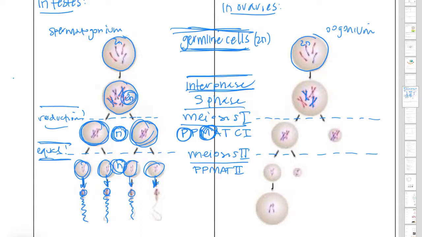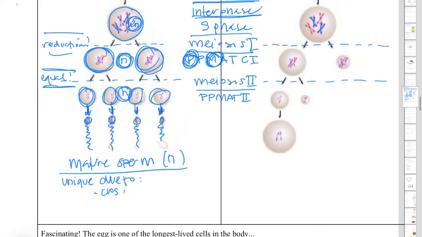But the thing that is different is there's this maturation process shown where these arrows are, and the cells lose most of their cytoplasm, and they develop this tail, a flagellum, so that they can swim. And so these are 4 mature sperm. Mature sperm are 1N, they're haploid. And each of the mature sperm is going to be genetically unique.